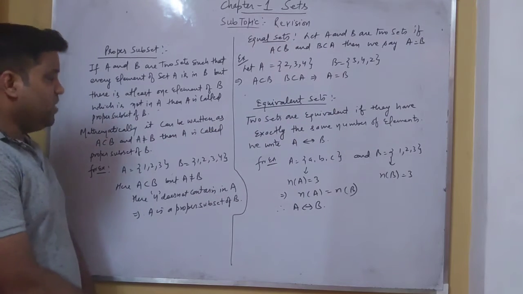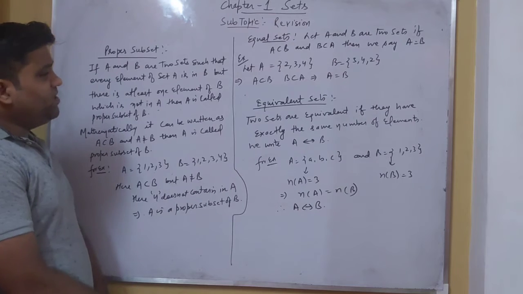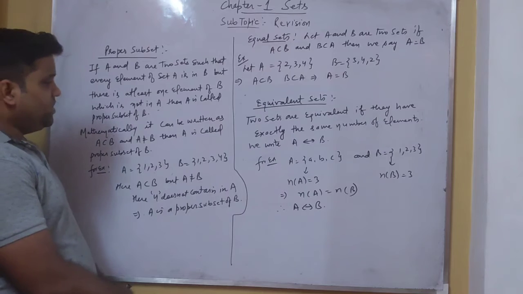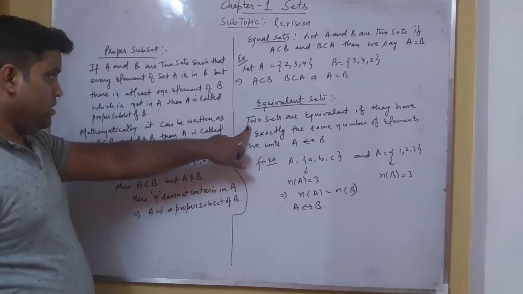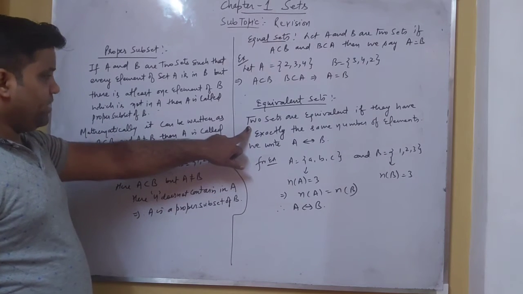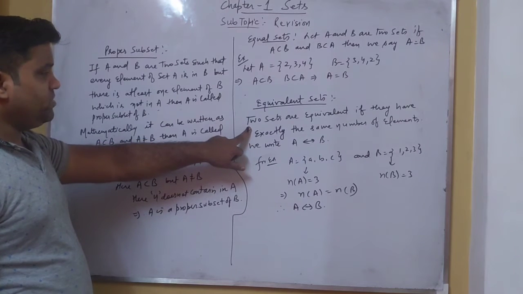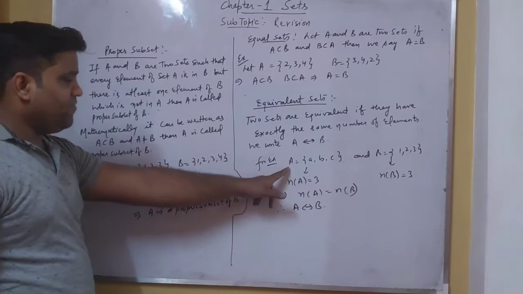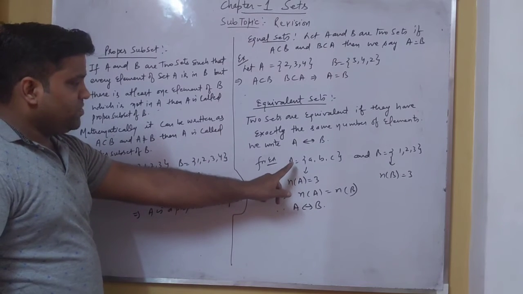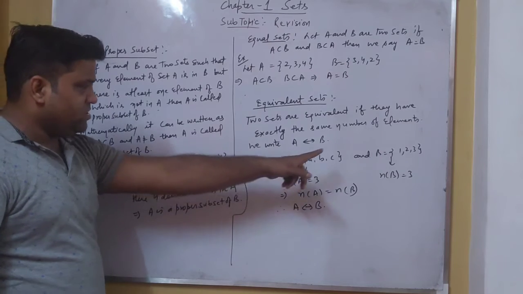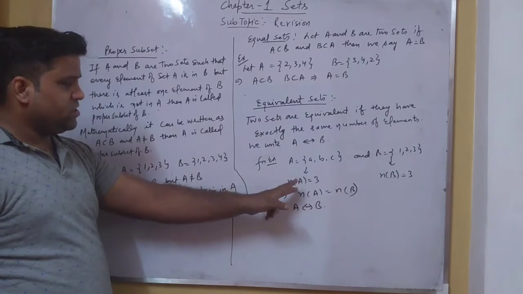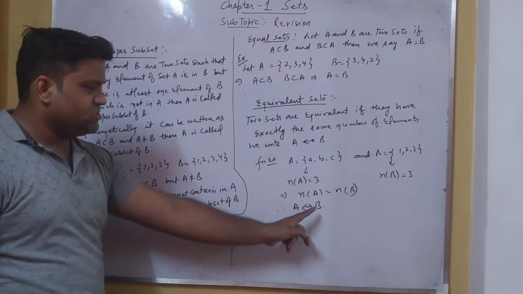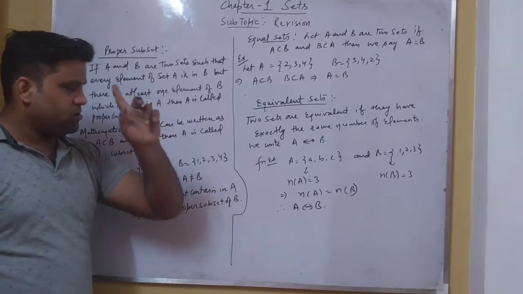Another is equivalent sets. Two sets are equivalent if they have exactly the same number of elements. Means that we have two sets A and B. If the number of elements in set A is equal to the number of elements in set B, then we can say that the two sets are equivalent. Here we have an example. This is set A and this is set B. Both sets are different, but the number of elements in set A is equal to the number of elements in set B. So we can say that A is equivalent to set B.